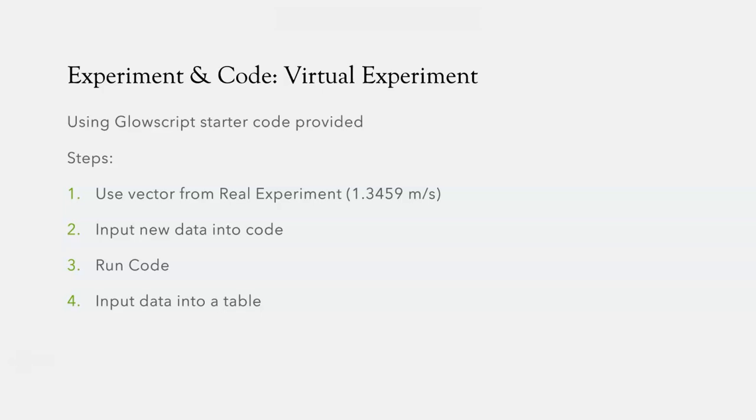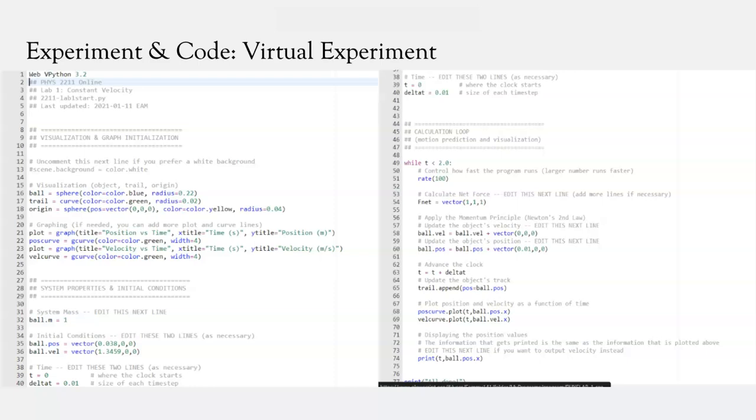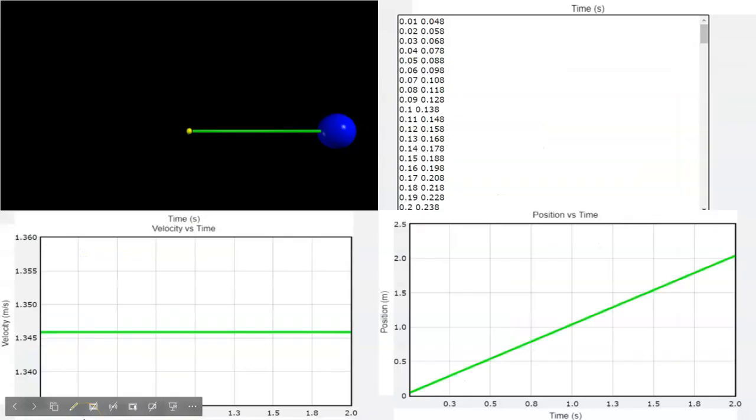So the steps for the virtual experiment: using the vector and the initial position from the real experiment, inputting that new data into code, running the code, and inputting that data into a table. So here we just have our code screenshots from GlowScript, the change being over here, where the vector for initial position and the velocity are changed. Those represent the values that we took from the tracker application for our real world. We're using those initial conditions for the virtual experiment.